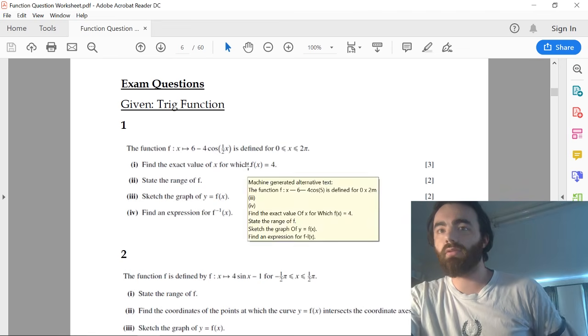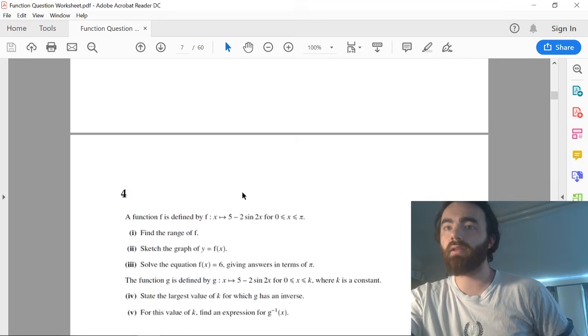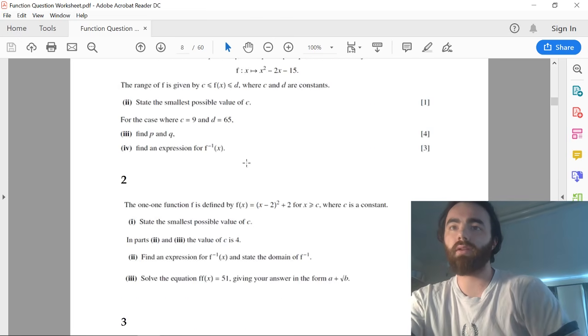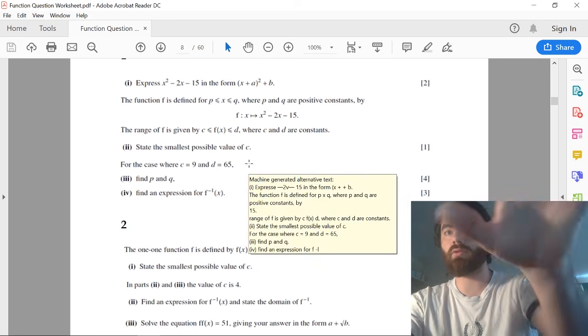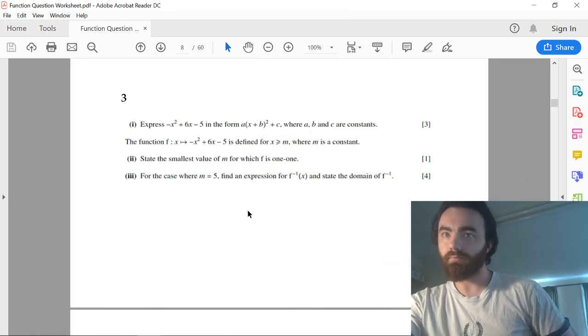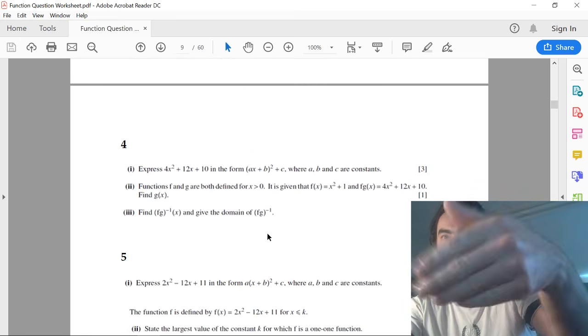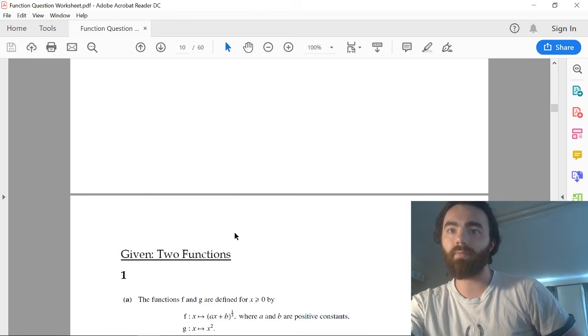They give you a function, which is a trig function, and I've grouped all of those type of questions here, and they ask you to do stuff with the trig function. They can ask you to complete the square, so they'll give you a complete the square function, and I've grouped all of those type of exam questions together there for you. So you can see they all start off with a complete the square function, and you have to do stuff with it, find domains, ranges, inverses, composite functions, all that stuff.